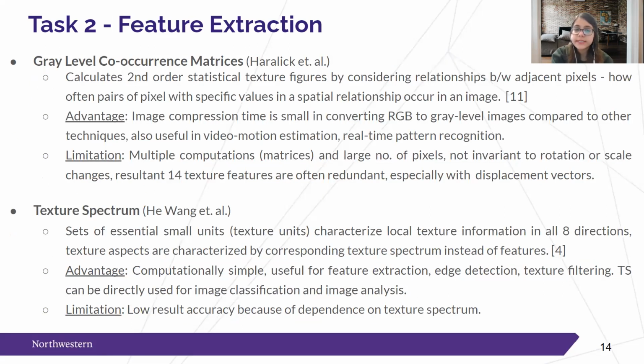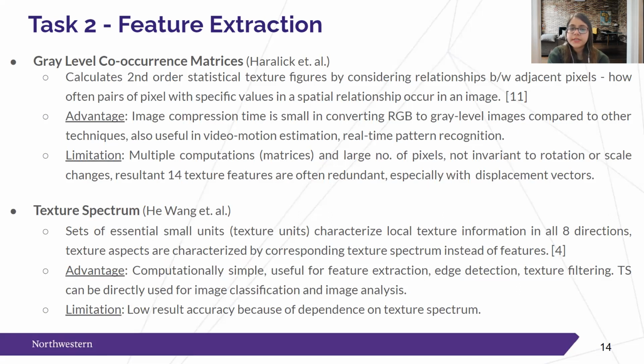So the next is GLCM, which was proposed by Haralick, and this is also a really famous feature extraction approach. Here you consider the statistical relationships between the adjacent pixels. So how often do pixel pair values interact with each other? And the advantage is that the image compression time is really small, especially in converting RGB to gray level images compared to the other techniques. And this can also be used for video estimation.